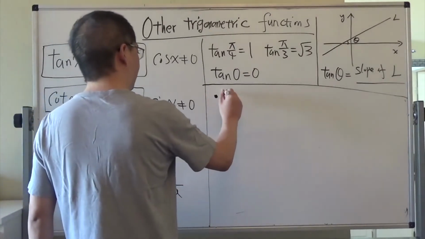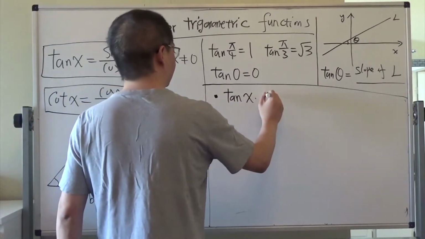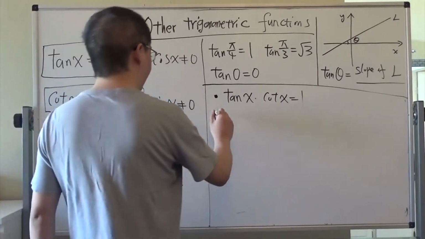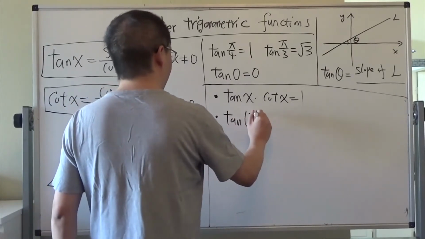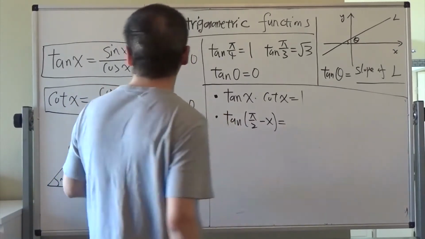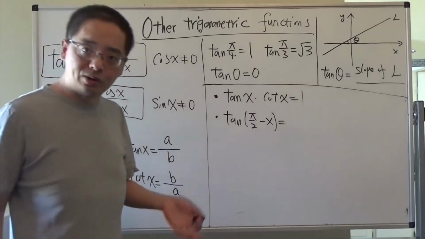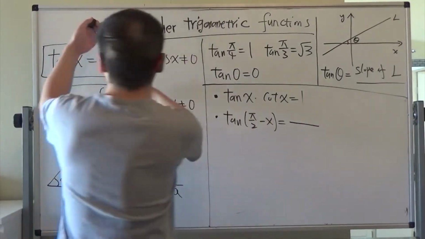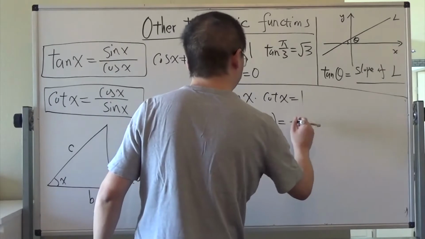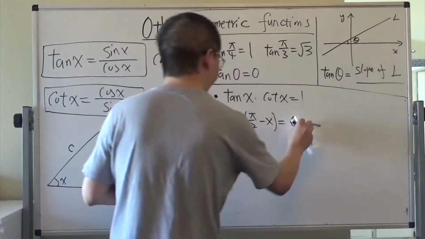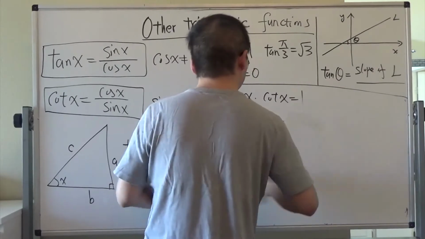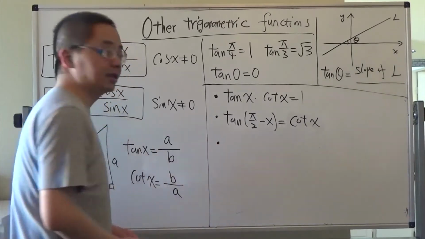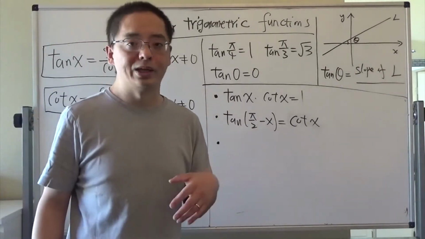Number 1, we have tangent x times cotangent x equals 1, right? Because they're just reciprocal to each other. And number 2, I have tangent of pi over 2 minus x. We know sine of pi over 2 minus x is cosine x, and cosine of pi over 2 minus x is sine x. So we just switch the role of sine and cosine, which we get equals cotangent x.